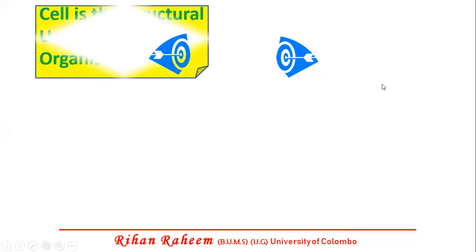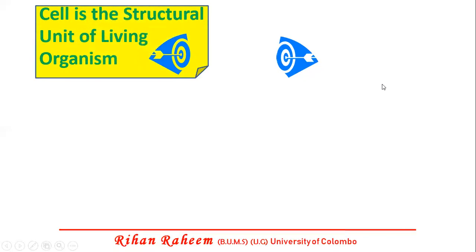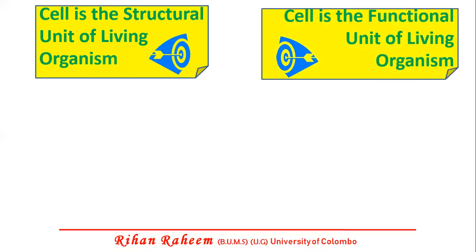The next one, cell is the structural unit of living organism. Cell is the functional unit of living organism. What is the structure and function? It's like this. If you take your school's building, only the building, without the students, without the teacher, without the principal, only the building, tables, chairs, and blackboard, those are the structure.